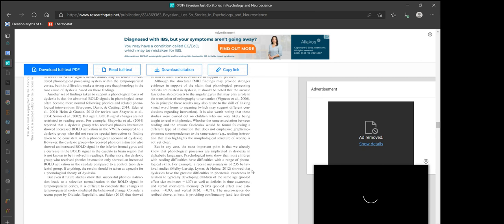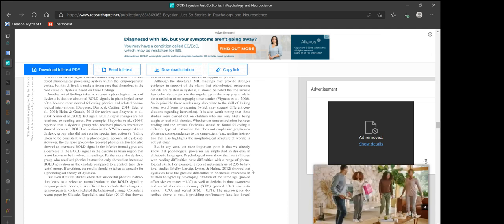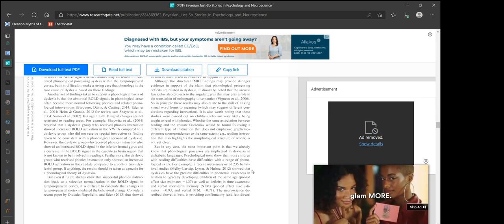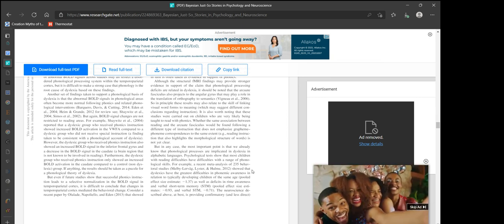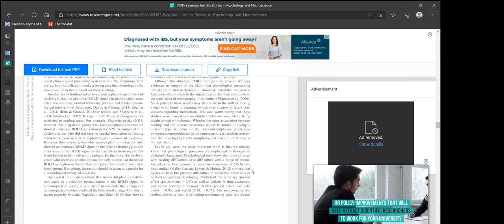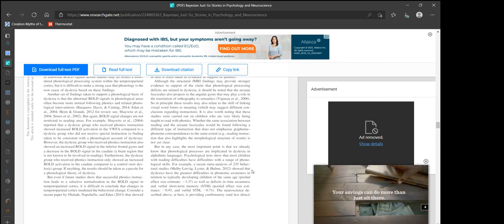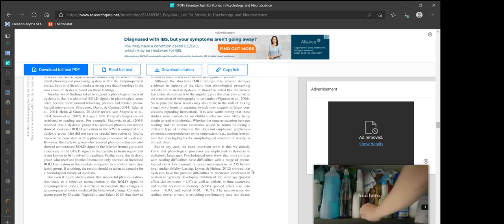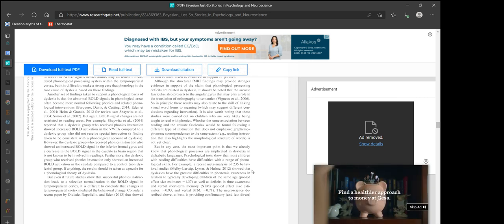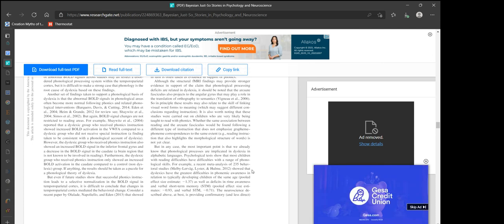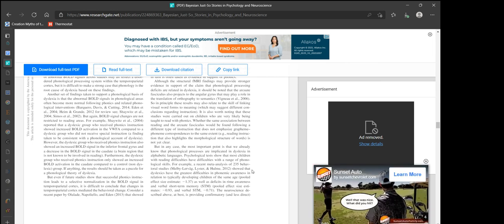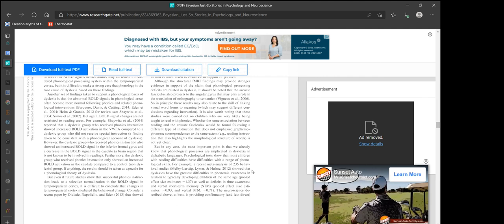Another set of findings taken to support a phonological basis of dyslexia is that the abnormal BOLD signals in phonological areas often become more normal following phonics and related phonological interventions. But again, BOLD signal changes are not restricted to reading areas. For example, Temple et al., 2004, reported that a dyslexic group who received phonics instruction showed increased BOLD activation in the VWFA compared to a dyslexic group who did not receive special instruction, a finding taken to be consistent with a phonological account of dyslexia.